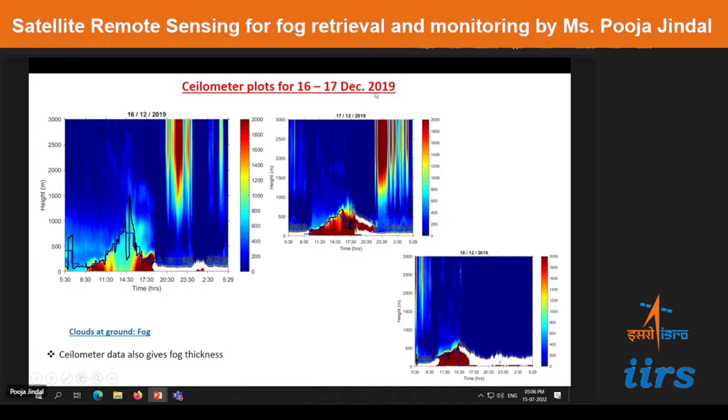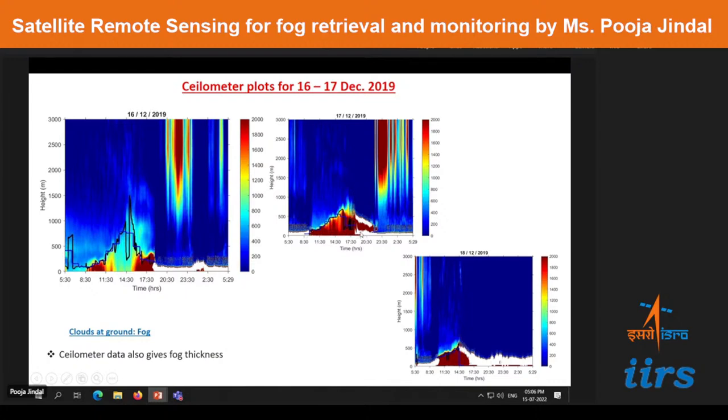Then if you see the 17 December plot, at 5:30 a.m. again the fog is there. This fog persisted up to around 9 a.m. The fog which started at 6 p.m. on 16 December persisted up to 9 a.m. on 17 December over the Dehradun area. Then during the day the fog dissipates because of the presence of sunlight.